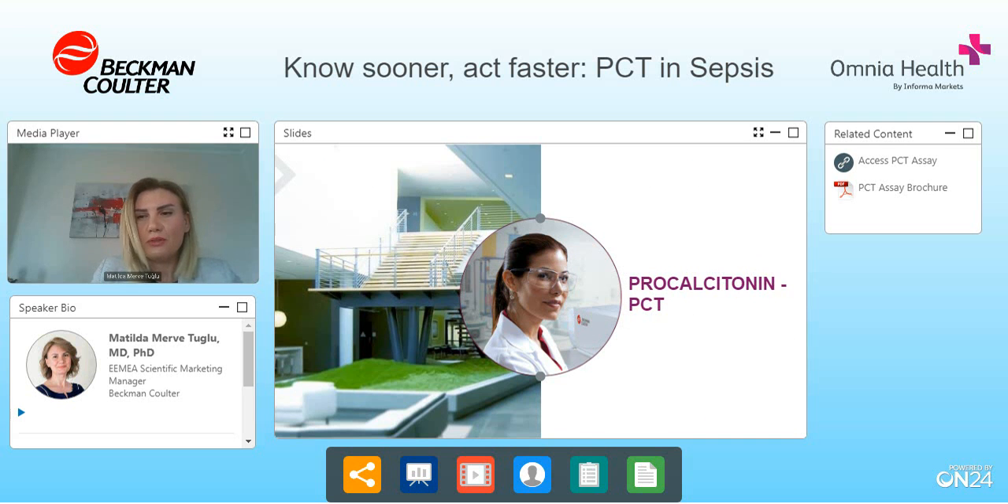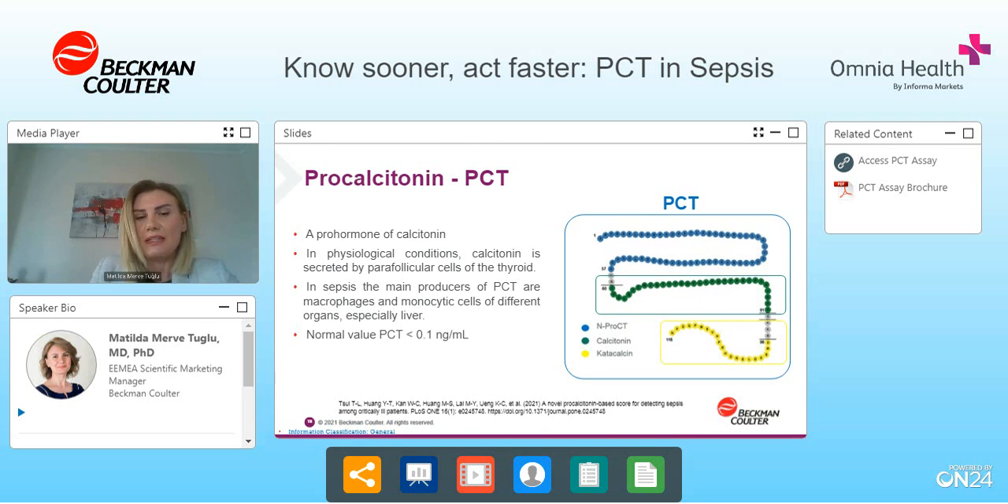Then let's have a look at procalcitonin as a biomarker for sepsis. Procalcitonin is a prohormone of calcitonin, the latter being involved with calcium homeostasis. In physiological conditions, calcitonin is secreted by parafollicular cells of the thyroid, and in sepsis, the main producers of procalcitonin are macrophages and monocytic cells of different organs, especially liver. Normal values of procalcitonin are lower than 0.1 nanogram per milliliter.